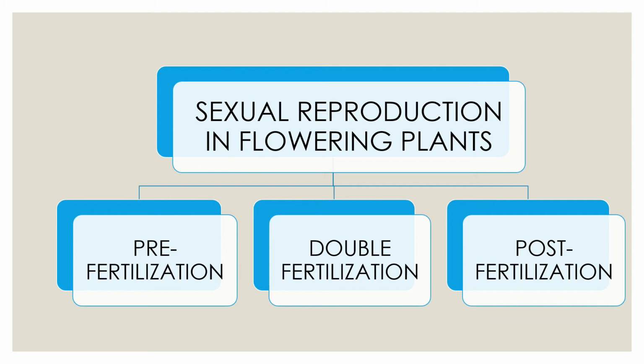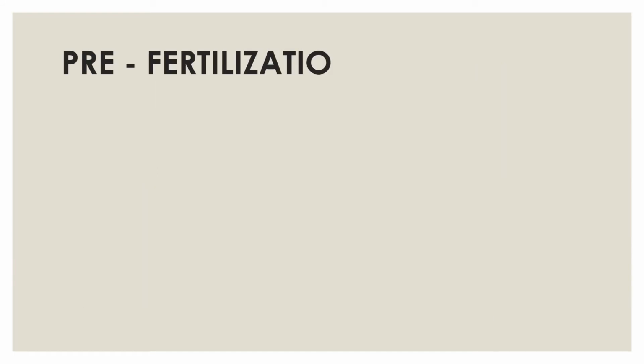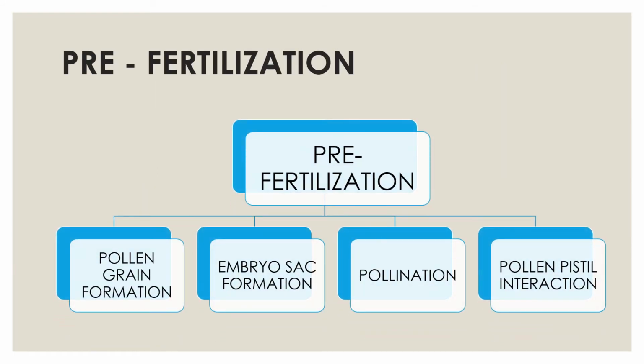This brings us to the question, what is pre-fertilization? We know what we mean by pre-fertilization, which we have already learned in the first chapter. In short, it is that stage of sexual reproduction where fertilization does not occur, that is the step just before fertilization occurs. So let's start with pre-fertilization. Basically, pre-fertilization comprises four stages, that is pollen grain formation, embryo sac formation, pollination and pollen-pistil interaction.